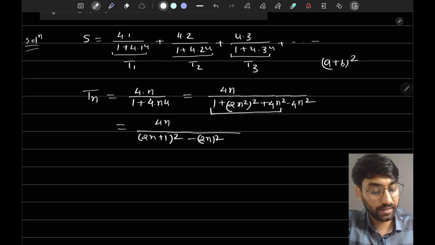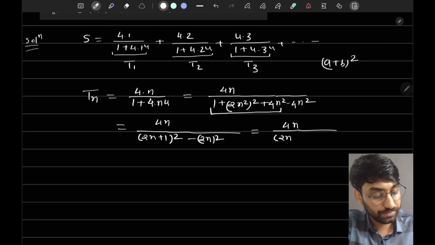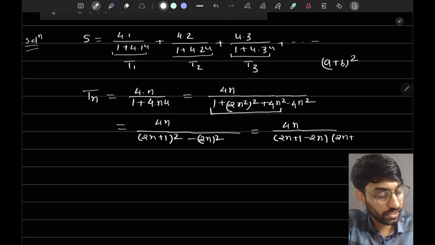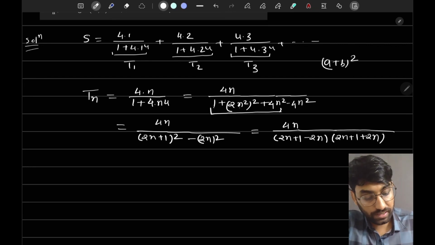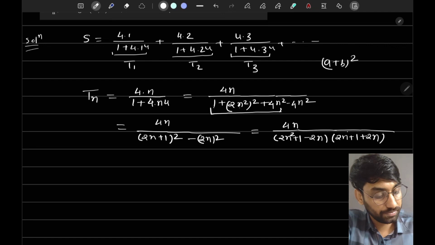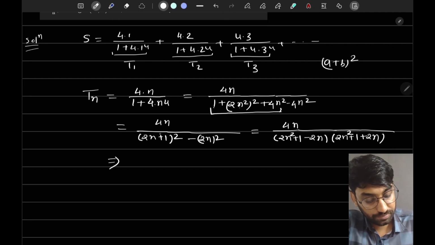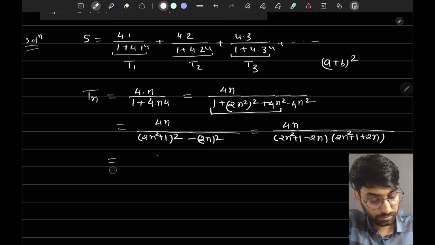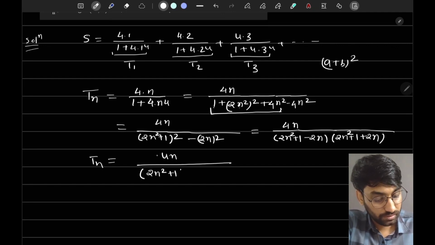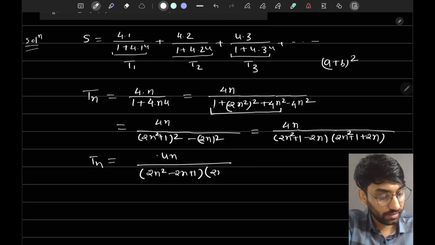Then again a square minus b square formula. So it will become 4n upon 2n plus 1 minus 2n and 2n plus 1 plus 2n. Correct? So what I will get? Here the square will come. So I will get Tn equal to 4n upon 2n square minus 2n plus 1 in one bracket and 2n square plus 2n plus 1 in another bracket.